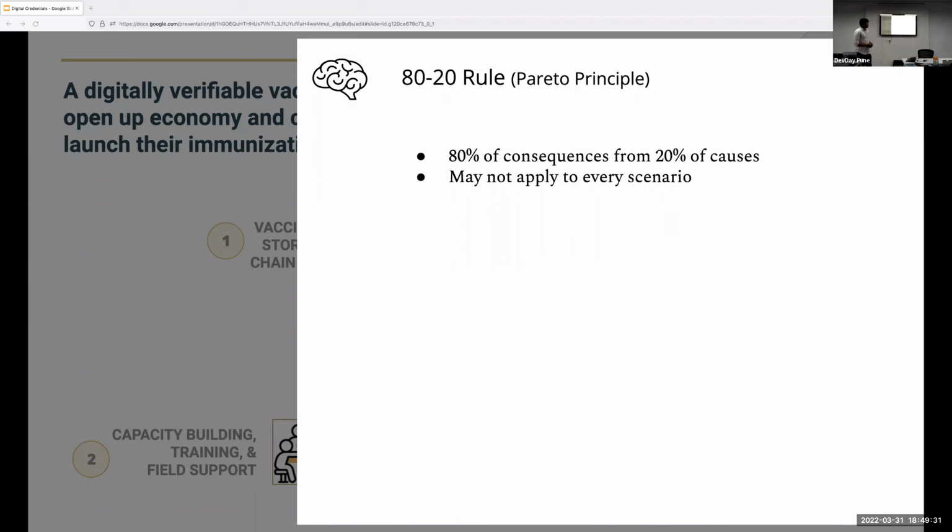So this is where DIVOC also comes into the picture, where DIVOC is a small part of the system, but it's playing a very important role in the complete large-scale vaccination program. These numbers, or this principle, might not apply to every scenario. Moving on.